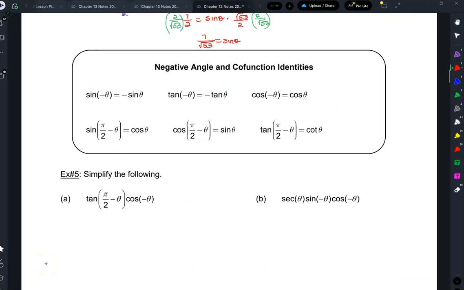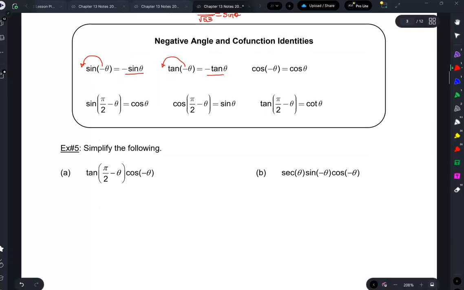Okay, negative angles say the following. If you have sine of negative theta, the negative comes out. If you have tangent of negative theta, the negative comes out. So you have negative sine theta, negative tangent theta. If you have cosine of negative theta, it stays the same. All right? I'm going to go into the why next time.